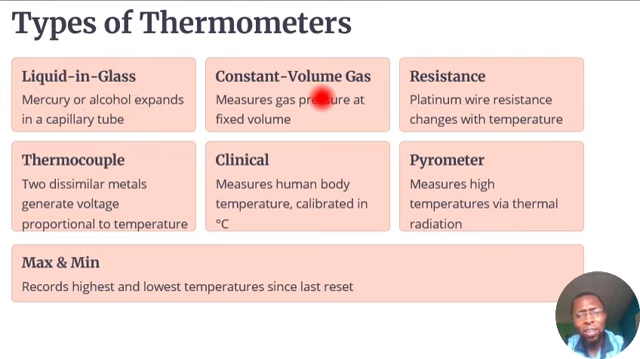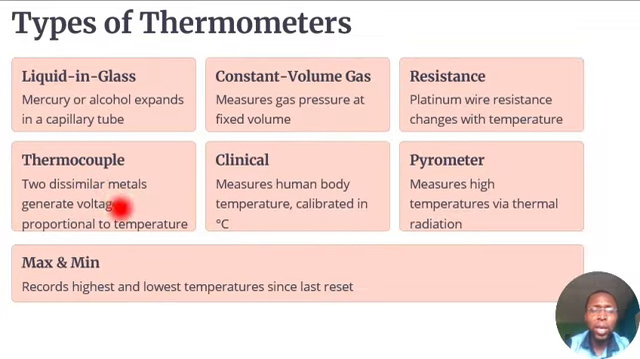Then we have what we call the constant volume gas thermometer. In this case, there is no thermometric liquid. What we have here is gas. So gas is the substance that we use to determine the temperature of a substance using this type of thermometer. It measures gas pressure, so the pressure of the gas is what we use to determine the temperature in this constant volume gas thermometer. Then we have the resistance thermometer. In this case, the resistance of the wire of that thermometer is what gives us the temperature of that substance.